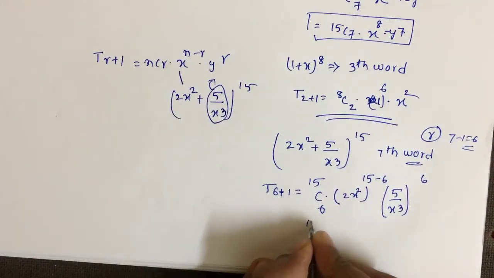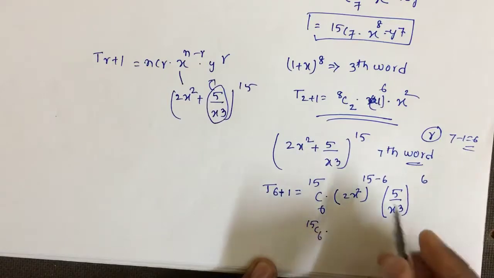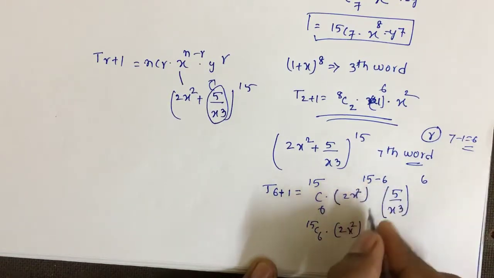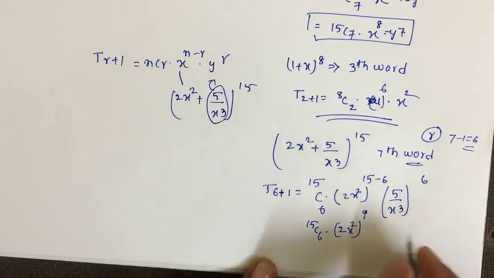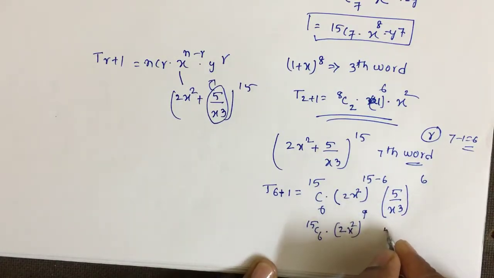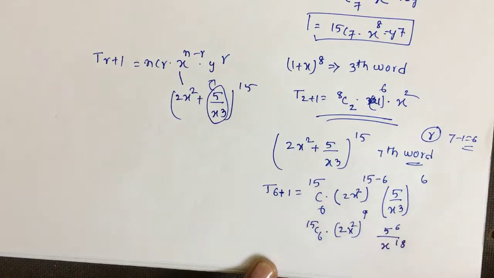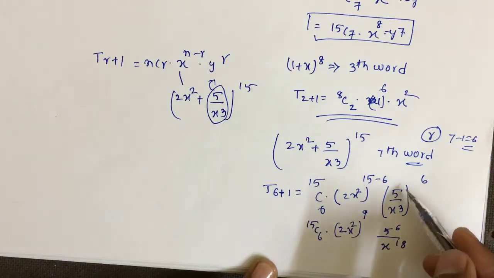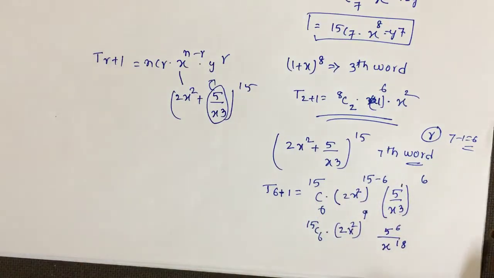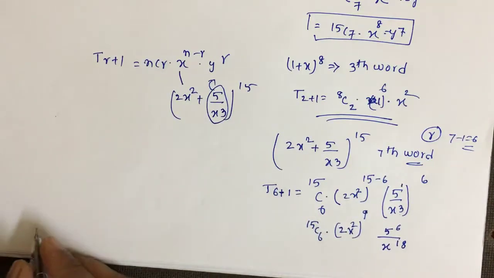So now the 15 C 6, it will be like this, and the value of this one, 2x square, will be 15 minus 6 equals 9. Then this will be 5 to the 6 by x to the 18. We can write this one like this, because 5 is the square, so 5 to the 6 and 3 sixes are 18. So now I will write here.